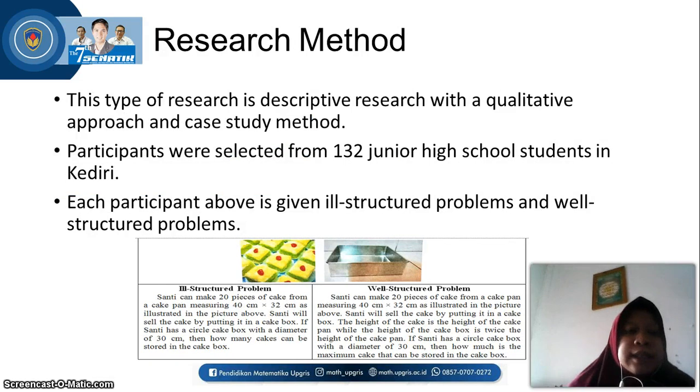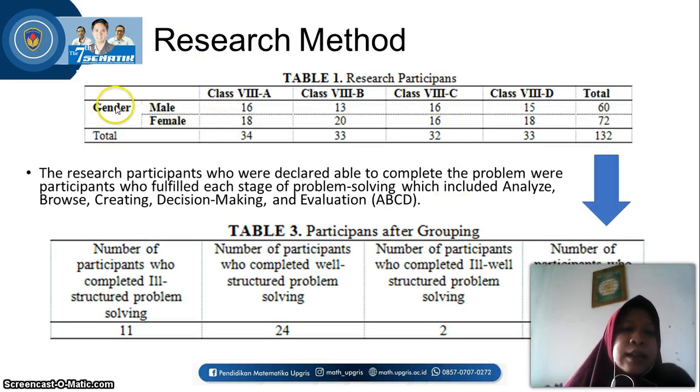The type of research is descriptive research with a qualitative approach and the case study method. Participants were selected from 1,032 junior high school students in Kediri. The participants were given ill-structured and well-structured problems. The research participants then completed the problems, with steps that include analyze, browse, creating, decision making, and evaluation.